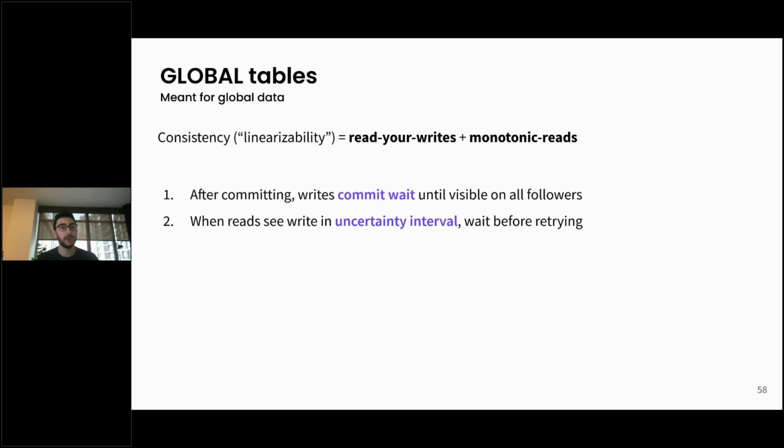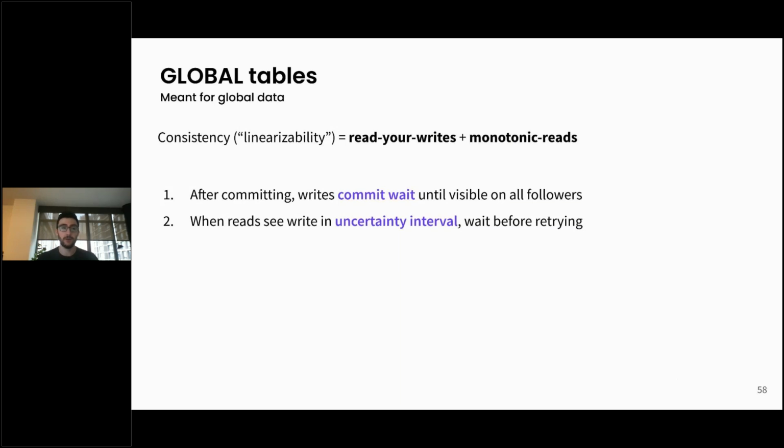And here's where the clocks come into play. To ensure read-your-writes, we introduced a concept called commit wait into CockroachDB. Commit wait is a delay that writes will perform after committing, before acknowledging the commit. Now, this may sound very familiar. That's because the name is coming from Spanner. This is a variation on what Google Spanner does to ensure external consistency.